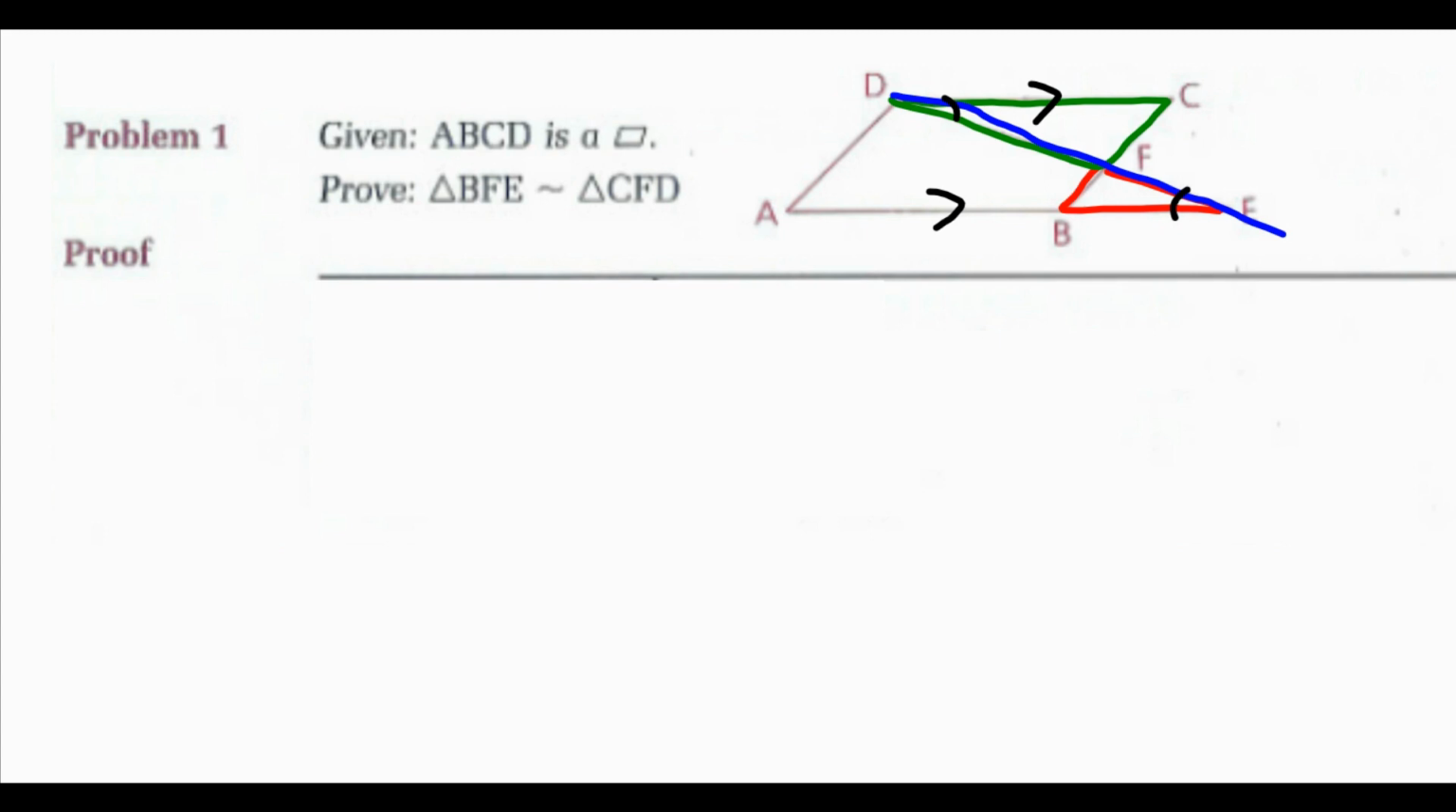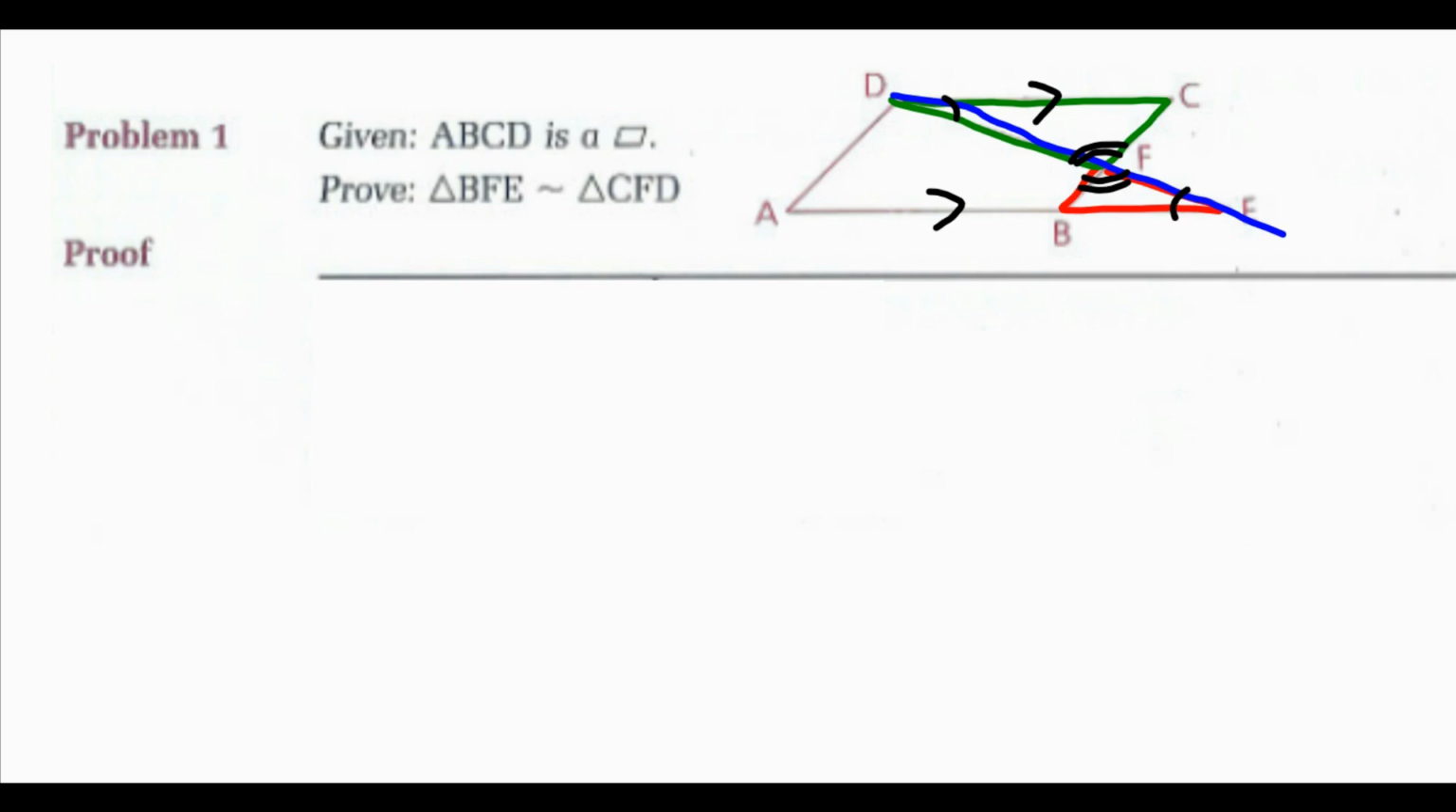Now I need to show another angle congruent. Well, based off my diagram, I have angle BFE congruent to angle DFC because those are vertical angles. So now I have two angles congruent to the corresponding angles of the other triangle. So I'd have AA similarity.